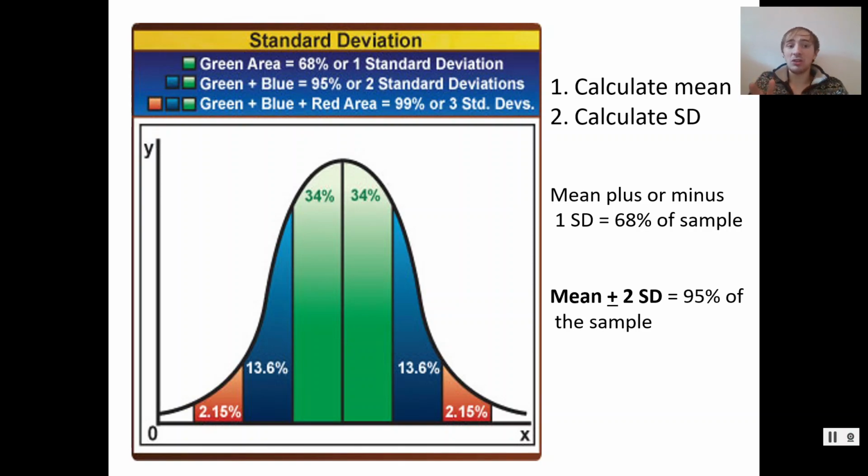2 standard deviations is 95% of the data sample. So I could say that 95% of men are between 1.6 and 2 meters. And so that enables me to very easily work out what my maximum range is realistically going to be. So I can say the vast majority of people aren't going to be above 2 meters.